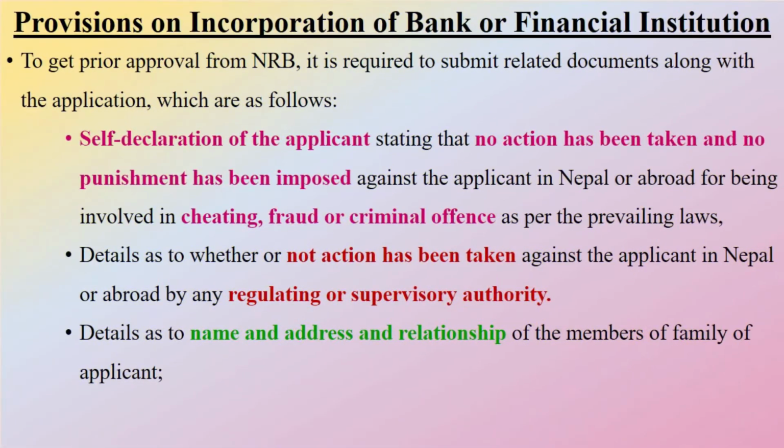Similarly, a self-declaration of the applicant stating that no action has been taken and no punishment has been imposed against the applicant in Nepal or abroad for being involved in cheating, fraud or criminal offence as per the prevailing laws. Details as to whether or not action has been taken against the applicants in Nepal or abroad by any regulating or supervisory authority. Similarly, details as to the name, address and relationship of the members of the family of the applicants. Thus, these are all the documents required to get prior approval from Nepal Rastra Bank on incorporation of a bank or financial institution.